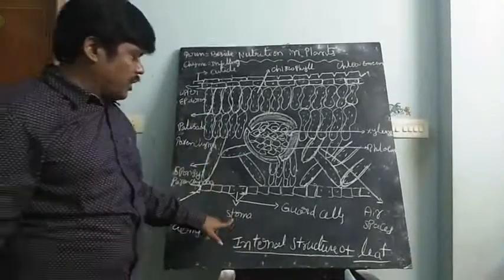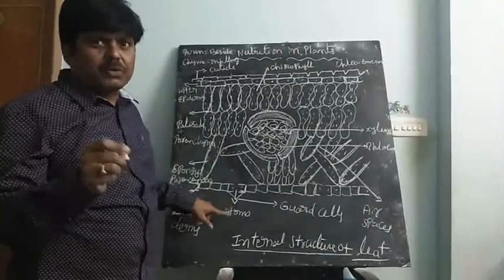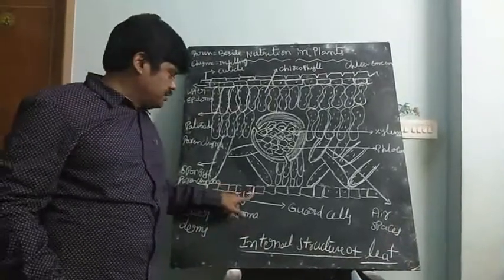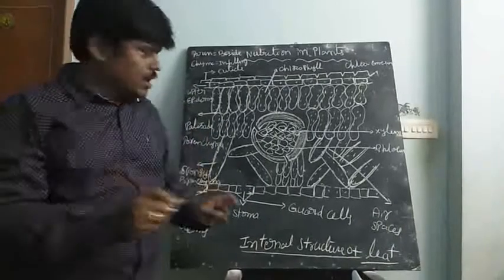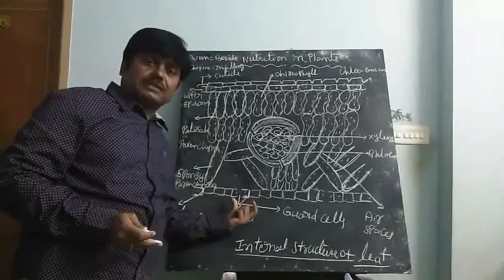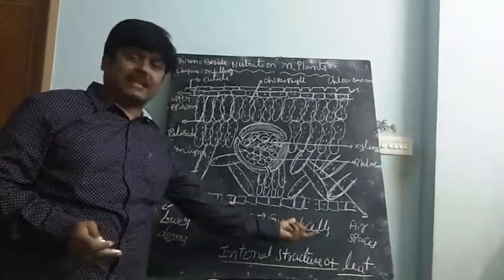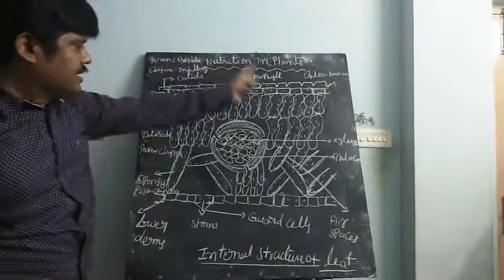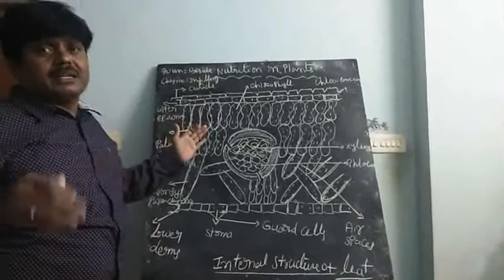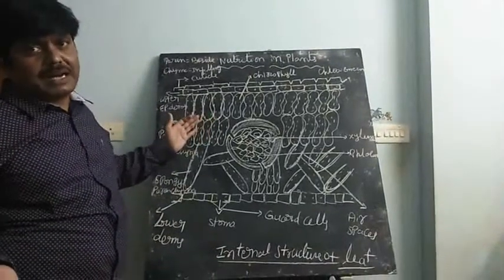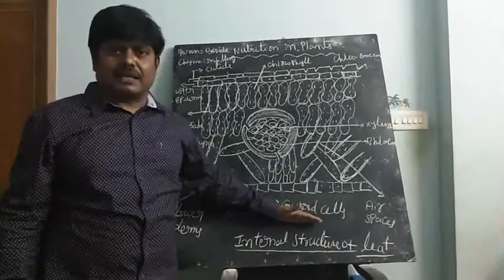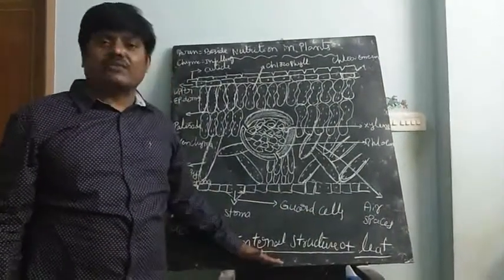A single opening is called a stoma, because the stoma is important for the exchange of gases and for transpiration. Each opening is supported and protected by two cells, one on either side, called the guard cells. Clear? These all participate in every action of photosynthesis, which is very important in the further classes too. That is the internal structure of the leaf.